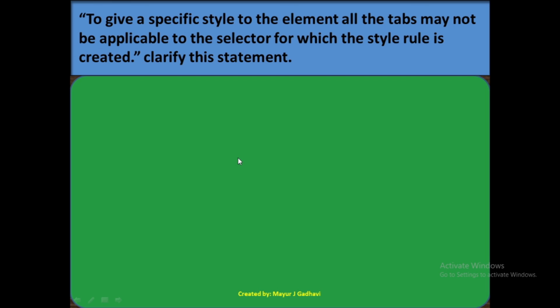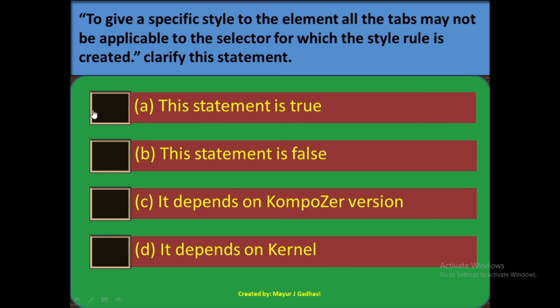Next, to give a specific style to the element, all the tabs may not be applicable to the selector for which the style rule is created. Clarify this statement. The options are: A, this statement is true, B, this is false, C, it depends on Composer version, and D, it depends on kernel. The answer is the statement is true. To give a specific style to the element, all the tabs may not be applicable to the selector for which the style rule is created. So all the tabs are not applicable for each and every selector.